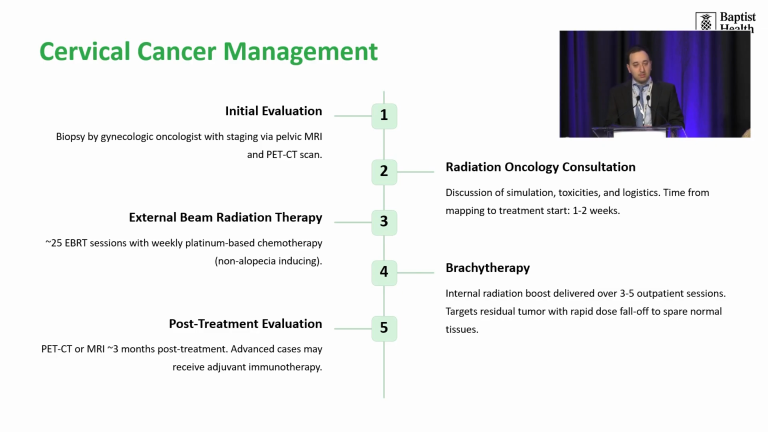What becomes a little more tricky is the second part. So after the external radiation is delivered, we often add an internal radiation boost, and about half of the full dose to a cervical cancer actually gets delivered in 3 to 5 internal radiation treatments called brachytherapy. And so that's part of my area of expertise, and I'm going to show you some pictures of what that looks like. Once all the treatment's done, we do scans to make sure that everything's gone.